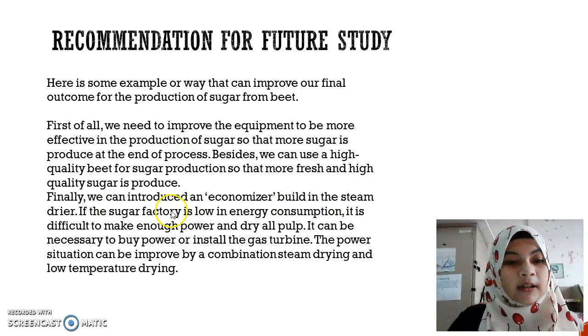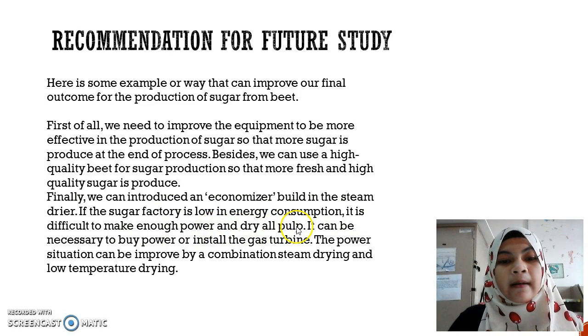If the sugar factory is low in energy consumption, it is difficult to make enough power and dry all pulp. It can be necessary to buy power or install a gas turbine. The power situation can be improved by a combination of steam dryer and low temperature dryer.